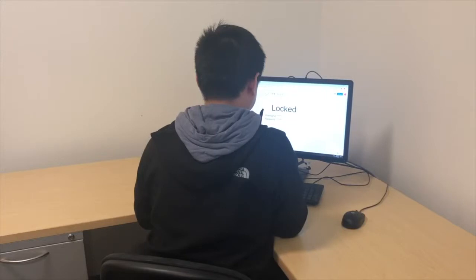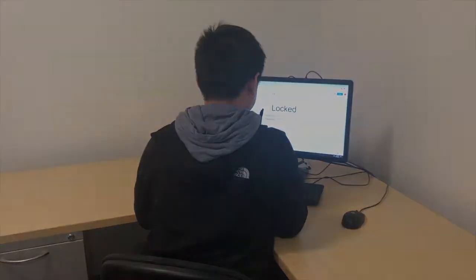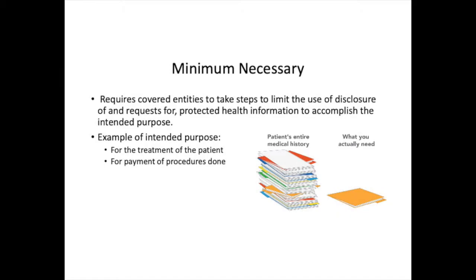Computer screens that automatically log off after a certain period of time can be used to protect PHI. Under the minimum necessary rule, it requires that any covered entity should limit their access to PHI unless absolutely necessary. For example, only accessing the patient's PHI when treating them or getting reimbursement for the care provided. This is an example of not following the minimum necessary standard.